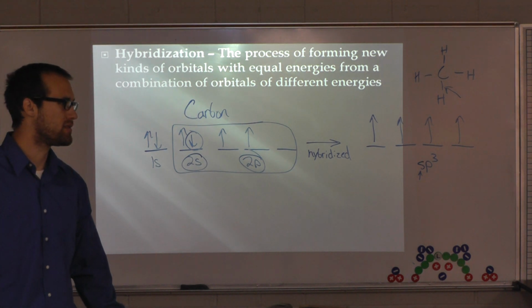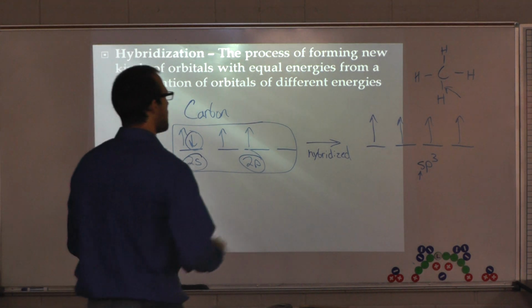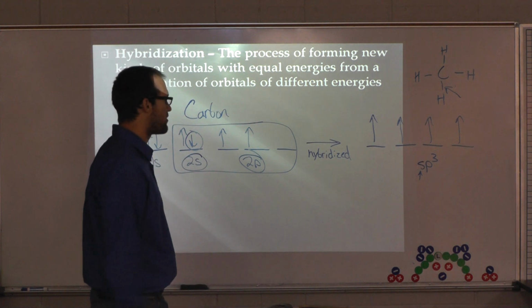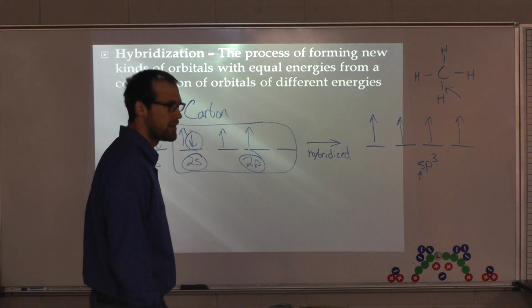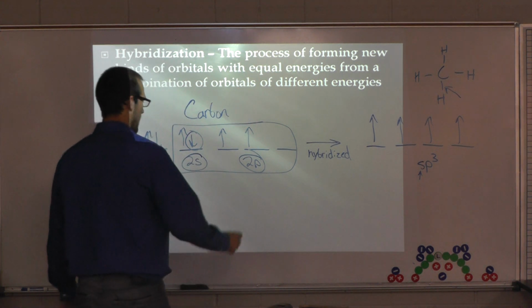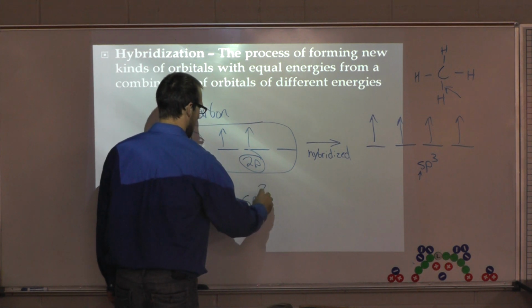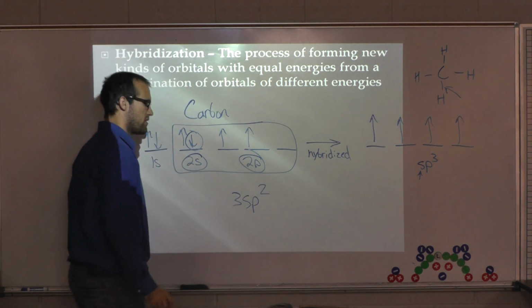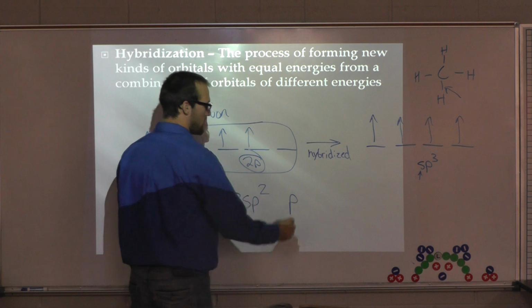3 p orbitals, one s? There is, when you take advanced chemistry, sp2 and sp. What ends up being is, like sp2, you have 3 sp2 orbitals, and then you have 1 unhybridized p orbital.